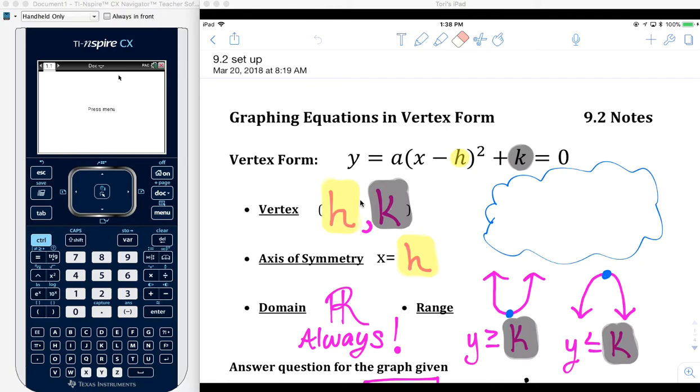So as we mentioned before, we are back in 9.2 notes. We are still graphing quadratics. So take just a second, write down what you see, pause it if you need to, and then we will talk about how to graph equations that are in vertex form.